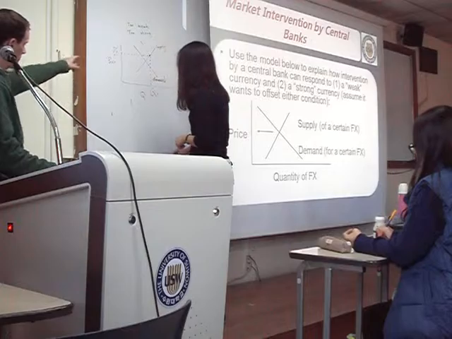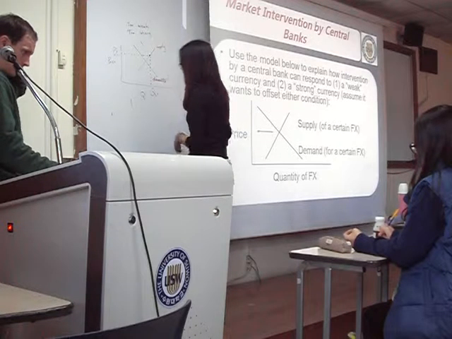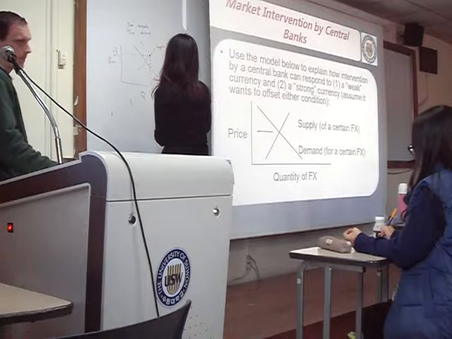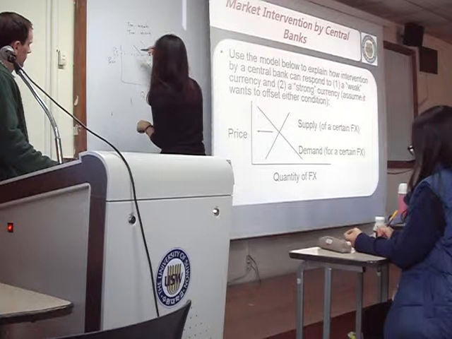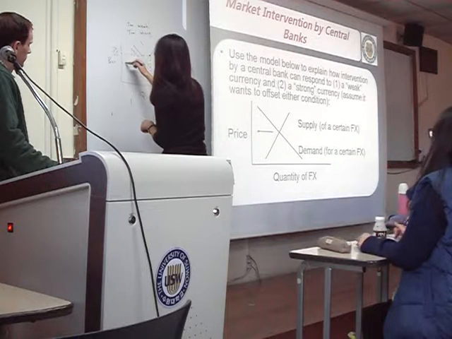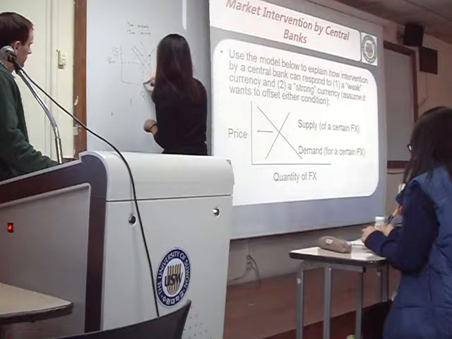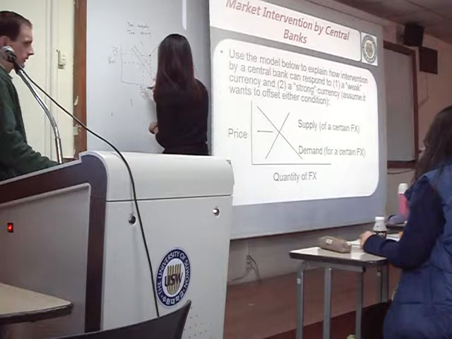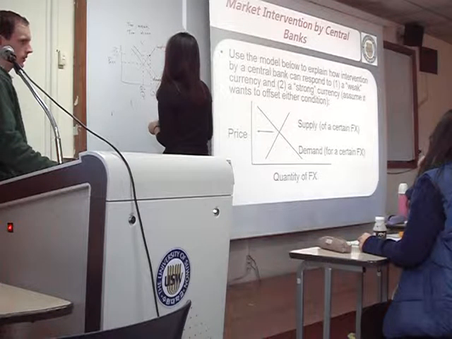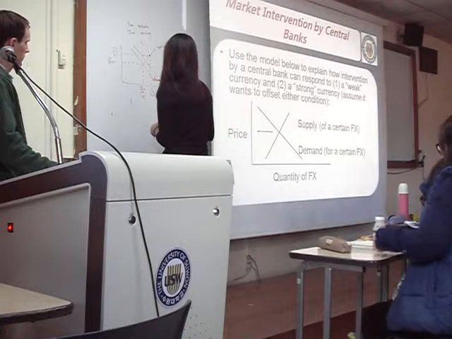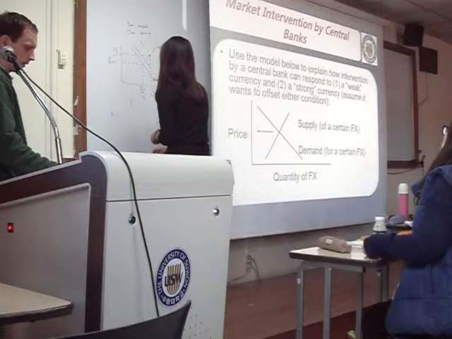Okay, and then in the second case where it's too strong, what are we going to do? We use the blue pen. So what's that? You're again working with demand. It's better to do something with the supply line.